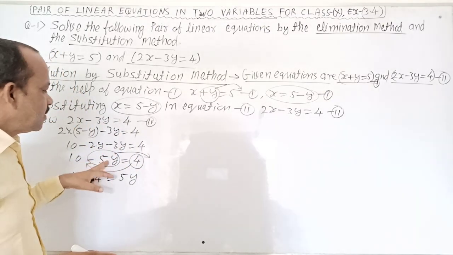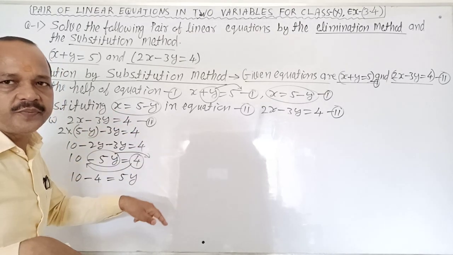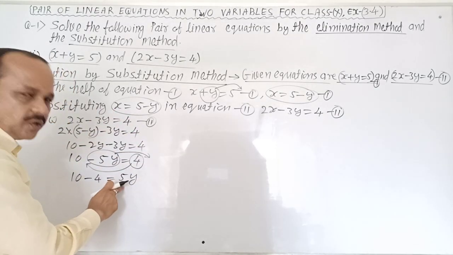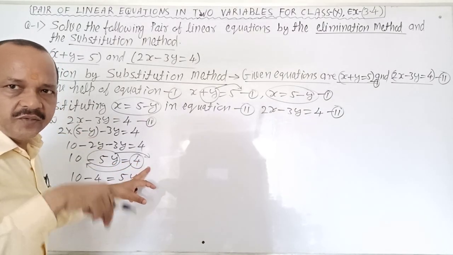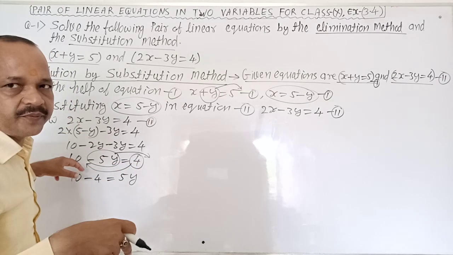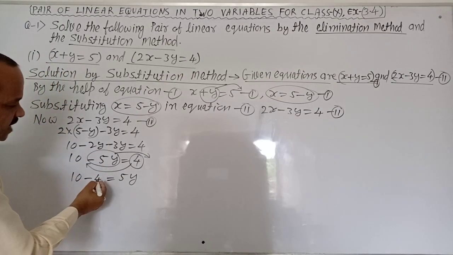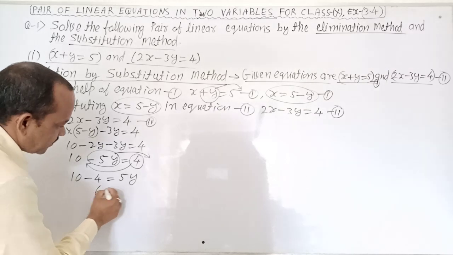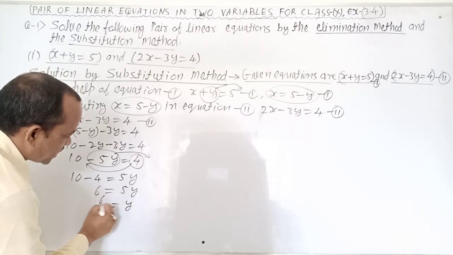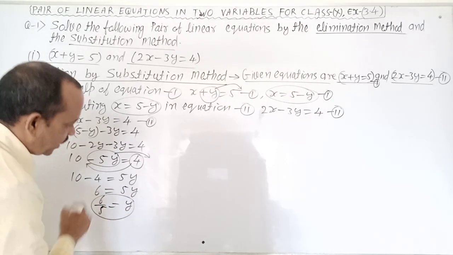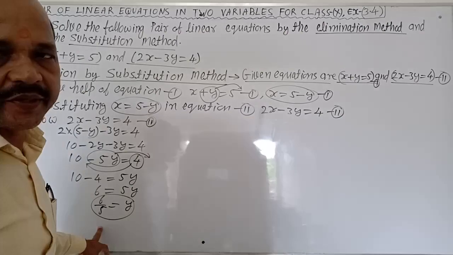Here 5y with negative sign, when you write it on the right side of equal, it becomes positive. Here 4 with positive sign, when you write it on the left side of equal, it becomes negative. 10 minus 4 equal to 6. 6 equal to 5y. y equal to 6 by 5. You find the value of y equal to 6 by 5. Clear?